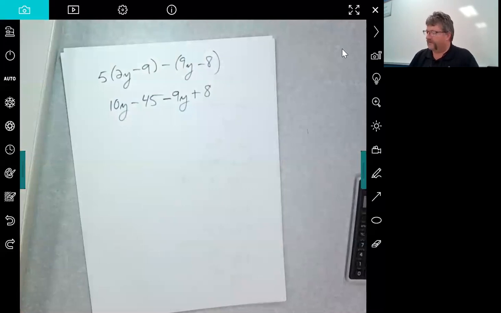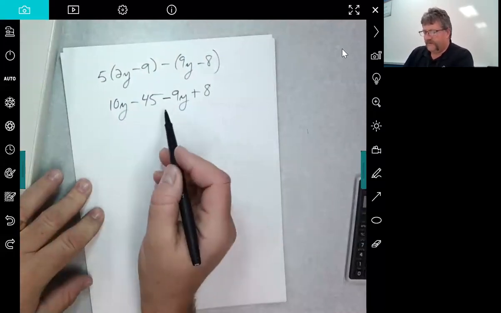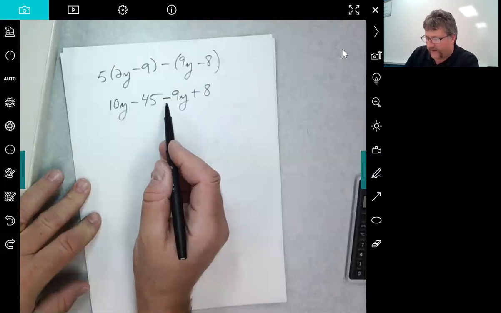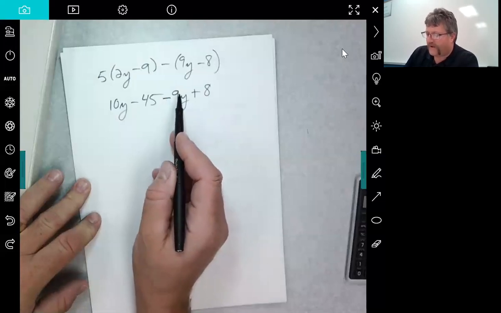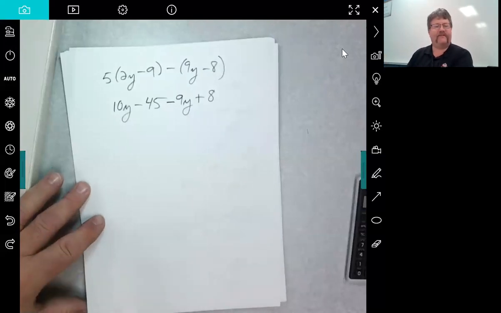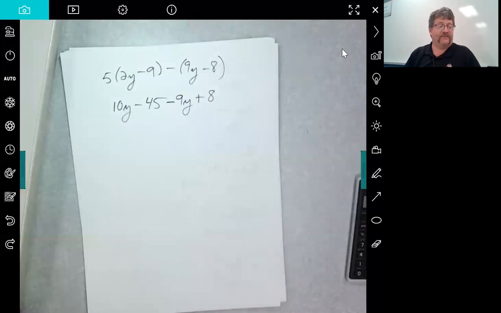Negative 9y plus 8. Even though I just said negative 9y, even though it doesn't read that way. It reads minus positive 9y, but in my mind, that's plus negative 9y. I just call it negative 9y. That's the interchangeability of those words, minus and negative. They're not really the same, but you can sure make an argument that they are, because you can just turn one into adding the opposite.